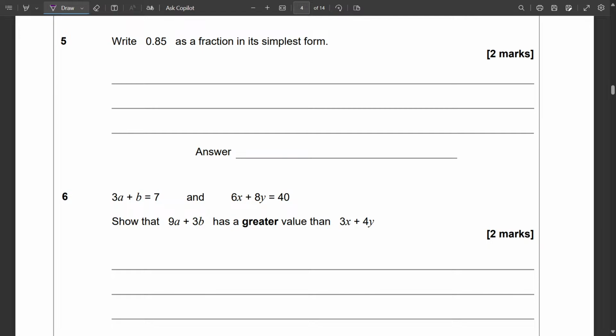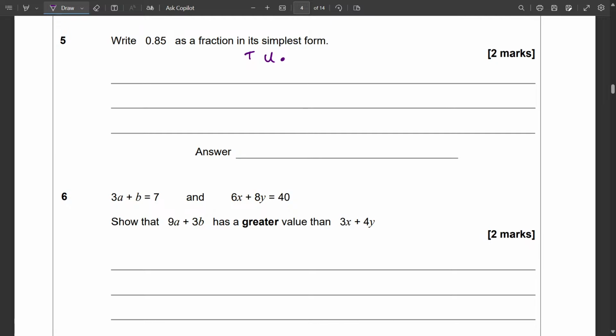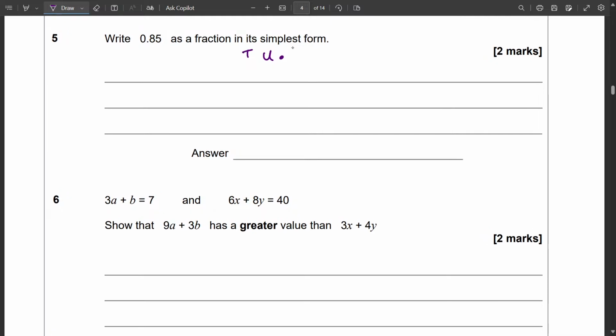Write down 0.85 as a fraction in its simplest form. 0.85, you can always look at the place values. Remember, you have units, then you always have a decimal point after the units. Before the units, you'll have tens, and after the units, we'll have tenths, then hundredths, and so on. So we've got 0 units, 8 tenths, and 5 hundredths.